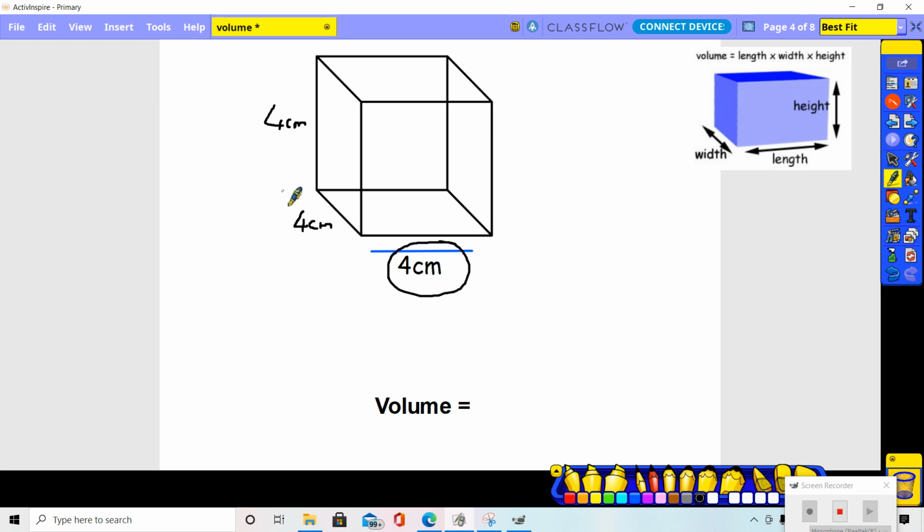You can then multiply all three together. 4 times 4 is 16. We then multiply this answer by 4. At this point, you may want to use your column multiplication. 4 times 6 is 24. The 4 goes there. We carry the 2. 4 times 1 is 4. Add the 2 equals 64. That gives this cube a volume of 64 centimeters cubed. And that is how you find the volume of cubes and cuboids.